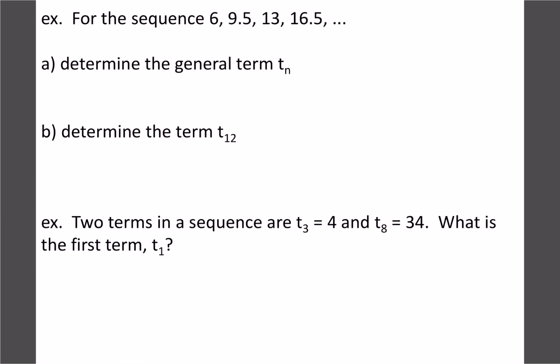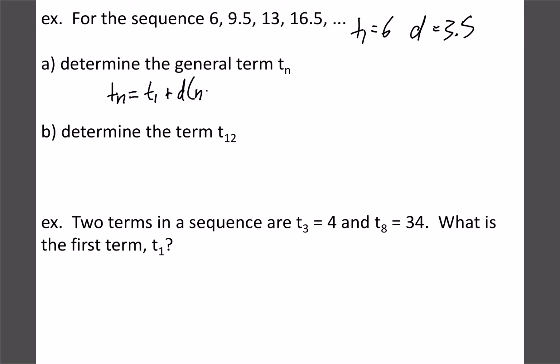Okay, so a couple more questions. Here's a different sequence. You can see we're starting at 6, so our term 1 is 6, and our common difference is 3.5. We're adding that each time. So it can be decimals, doesn't matter. The first part is the general term. Our general term is just using the formula and filling in as much as we can.